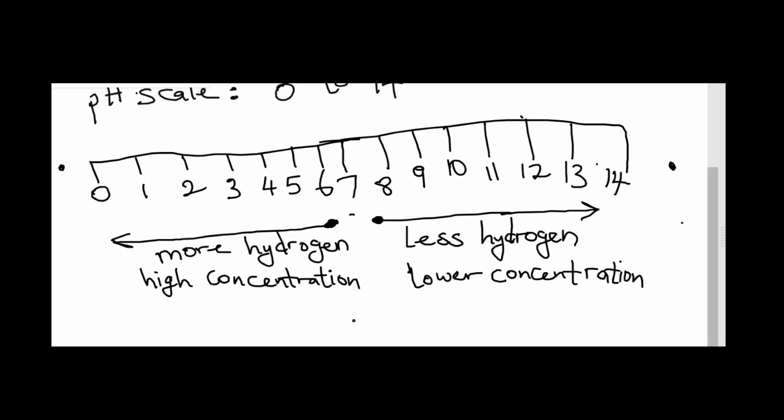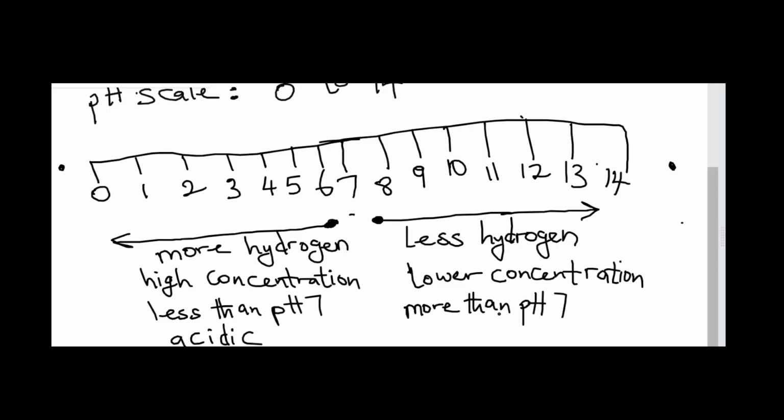Now, we will say that the ones on the left, the pH is acidic. Okay, so this is less than pH 7. And what does that mean? Acidic. But on this side, it is more than pH 7, and that means that it is alkaline. Okay.